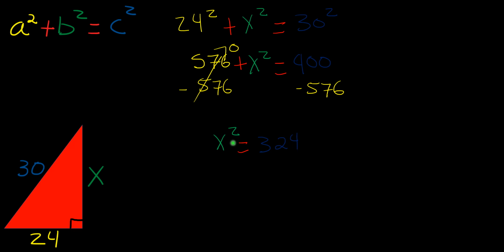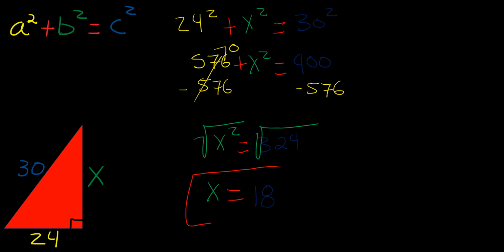I still have this x squared, so I have to take the square root of both sides. On this side, I'm just left with x, and it's going to be equal to the square root of 324, which is just going to be 18. So x equals 18.